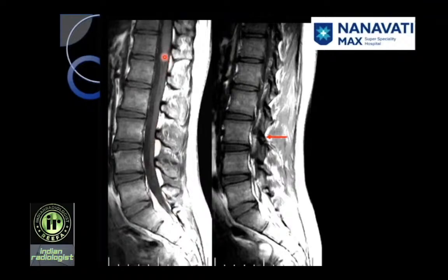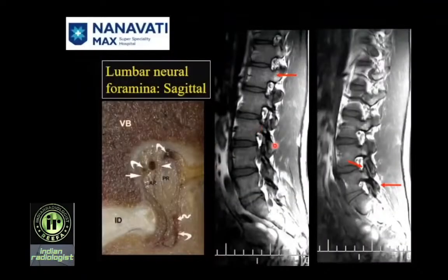This is the conus. Again, to revise, at the foraminal level, you have keyhole-like appearance. So through L4-5 neural foramen, L4 nerve root will come out. Through L3-4 neural foramen, L3 nerve root will come out.